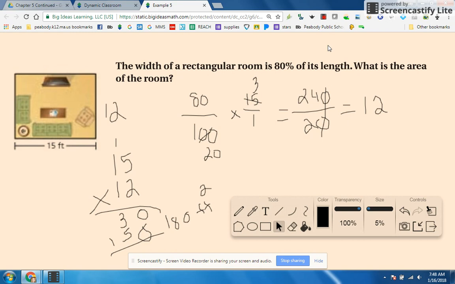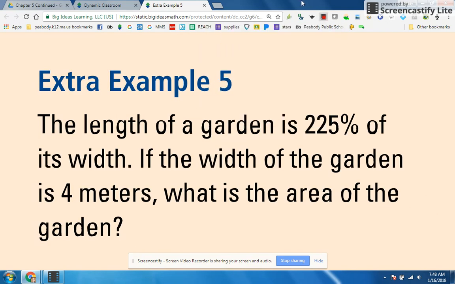It will be the last one. Okay, this is the same exact thing. They just don't have a picture. So it says the length of a garden is 225% of its width. If the width of the garden is 4 meters, what is the area? So first you want to figure out what 225% of 4 is. When you figure out what that answer is, you're going to do length times width. So this is the last one, so make sure you try this.